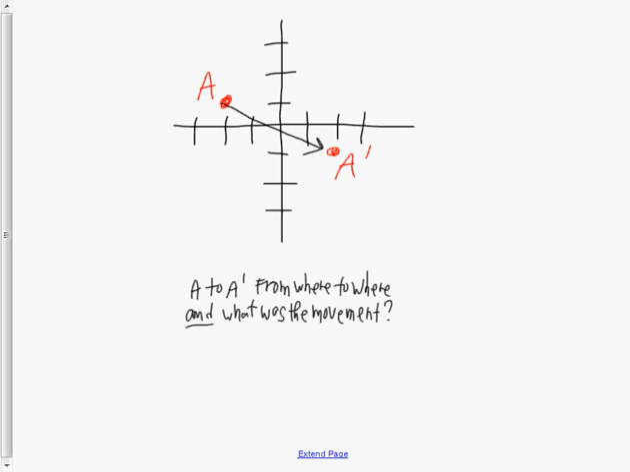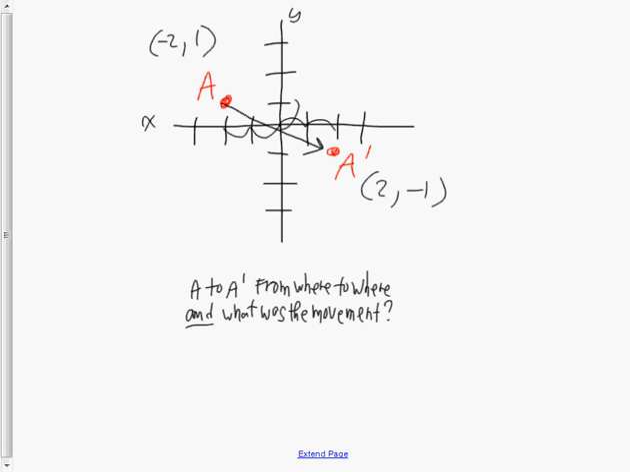It says from A to A prime, from where to where, and what was the movement. So what is the location of A? Well, the first thing we always have to measure is our X value, and it's -2. So when we put our value down, -2 is our X value. Our Y value is the second one. It's 1 up, so our value is actually (-2, 1) for A. And on the A prime, it's 2 on the X and -1 on the Y. So it's almost the opposite of each other.